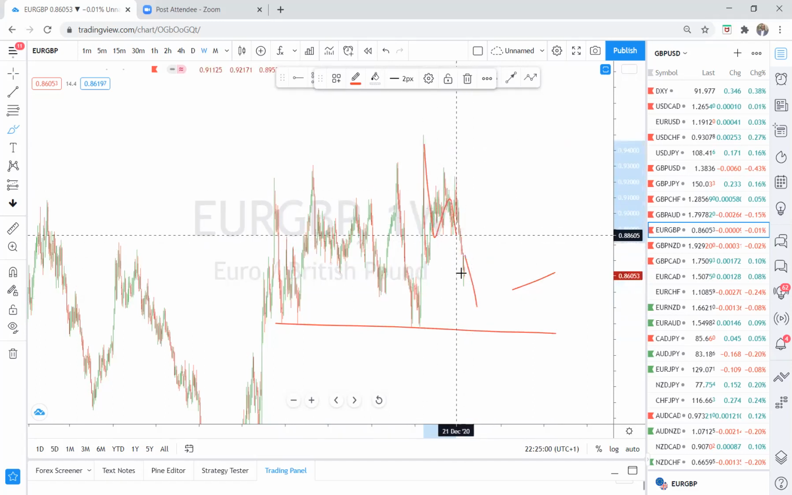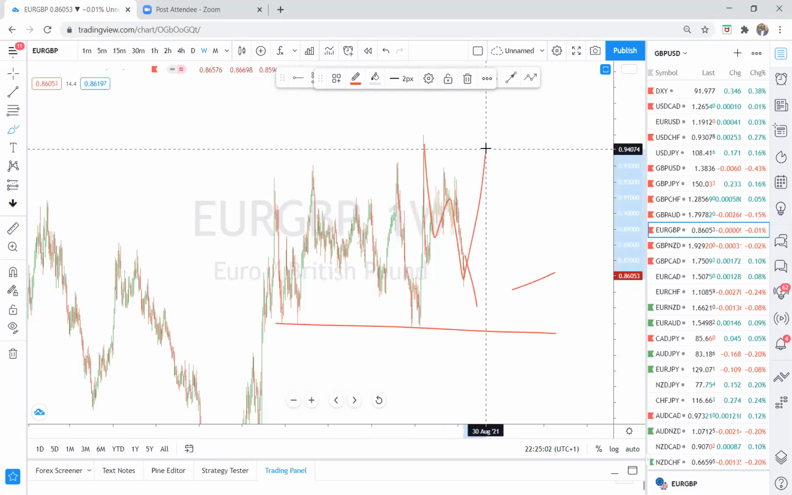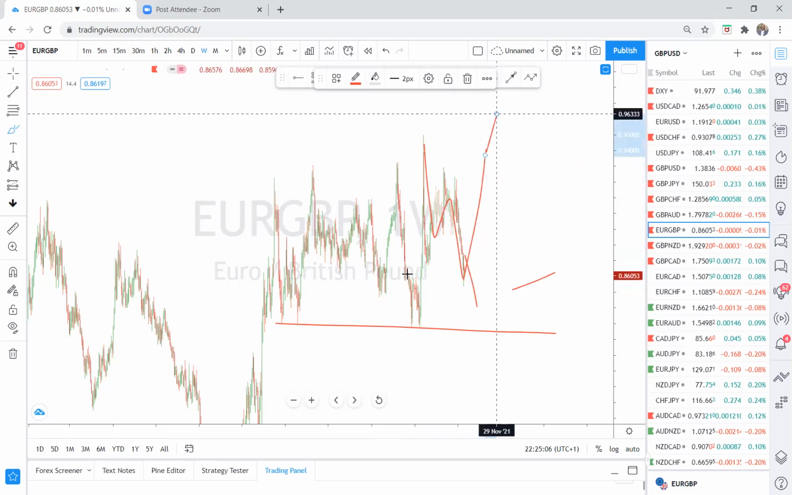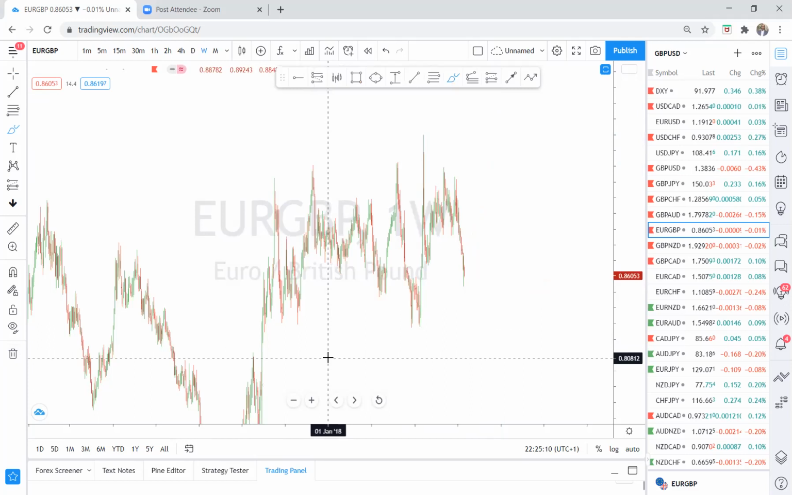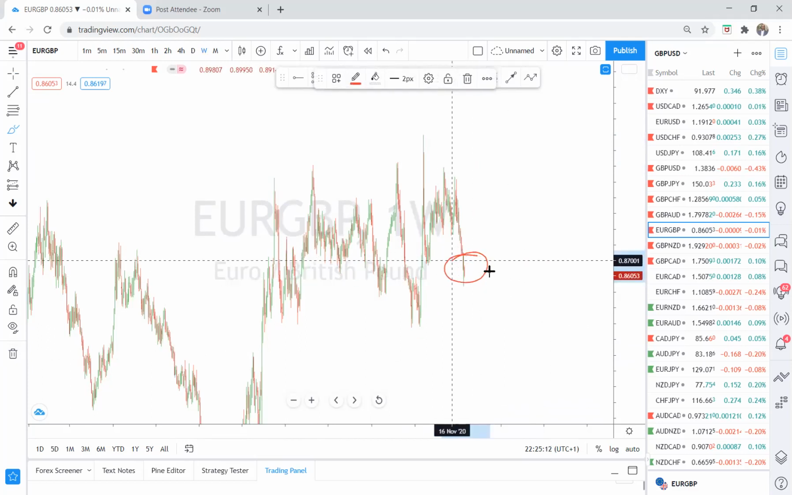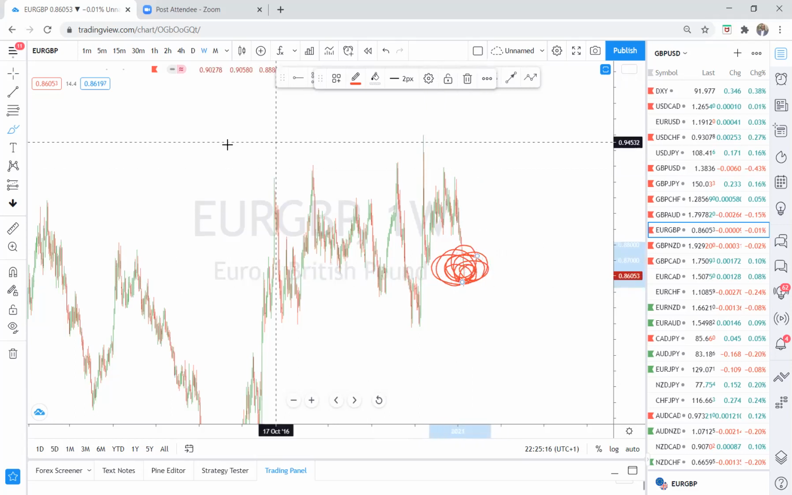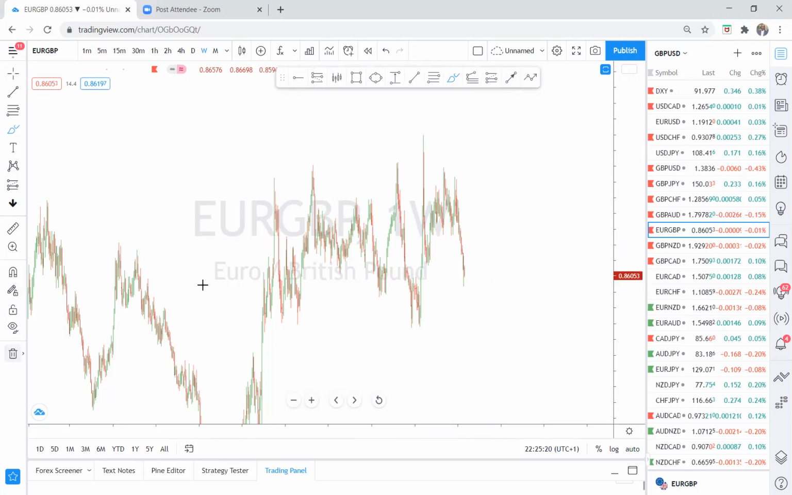This could give you a 3-wave structure for a move to the upside. It can give you that structure. So you must be careful selling Euro GBP at this level. It's already too cheap. You can't sell at this level. You should be waiting for your buy opportunity at that level. Okay, that is Euro GBP.